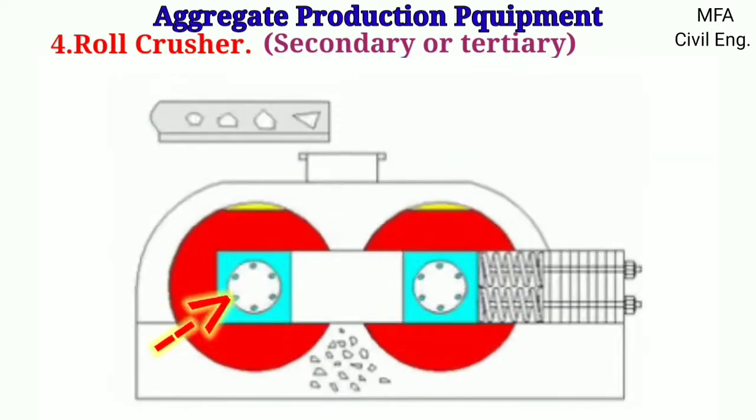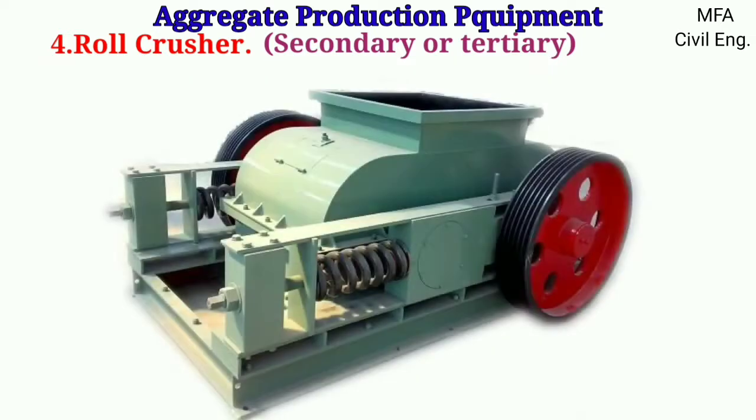Usually, one roller has a fixed axis while the other can be adjusted to a given required setting. This crusher is compact, light in weight and low in cost.